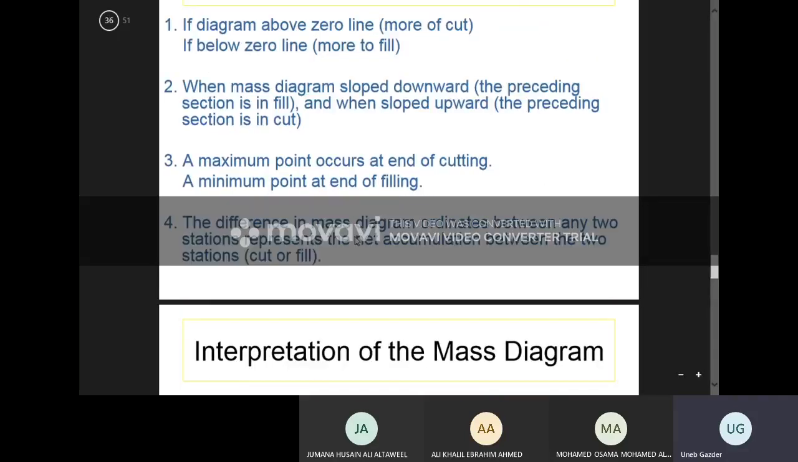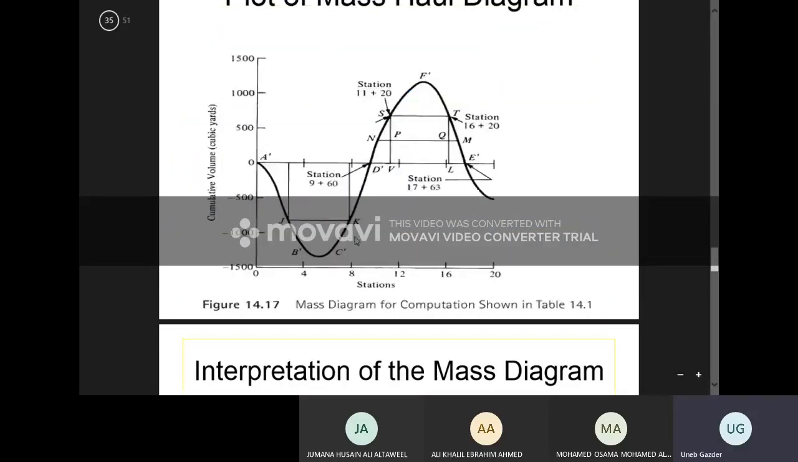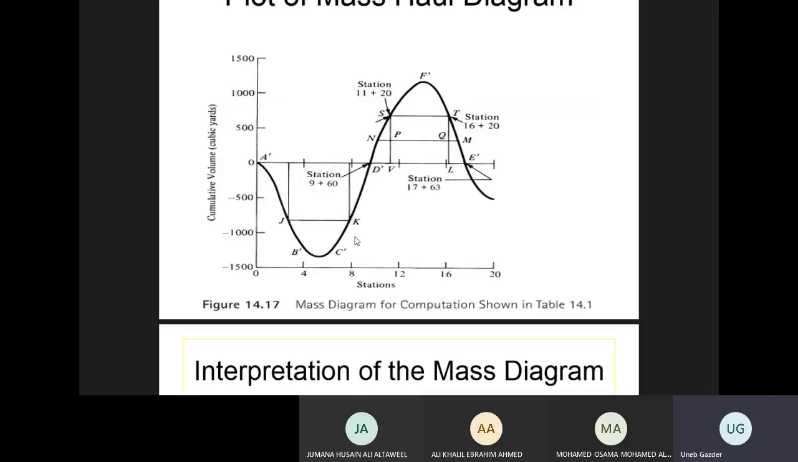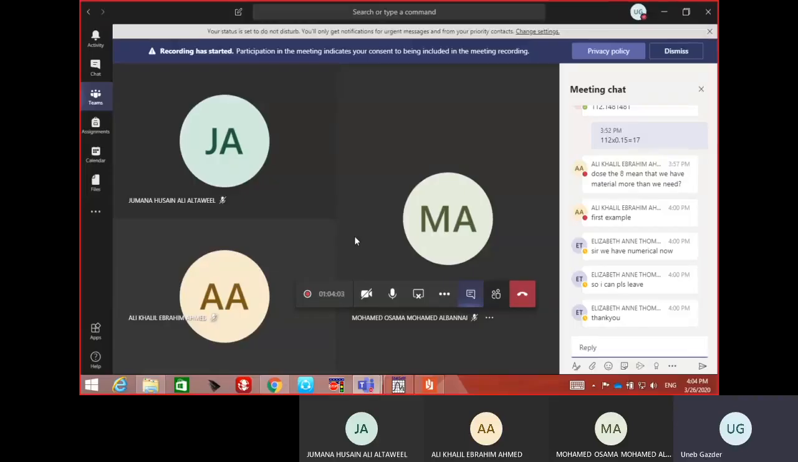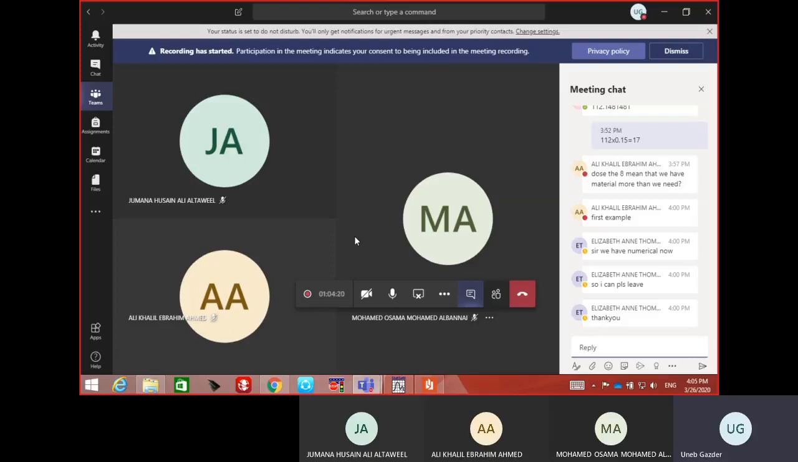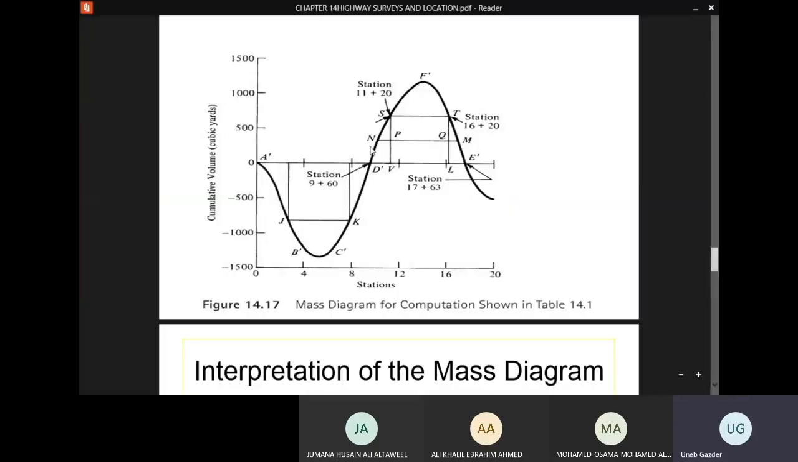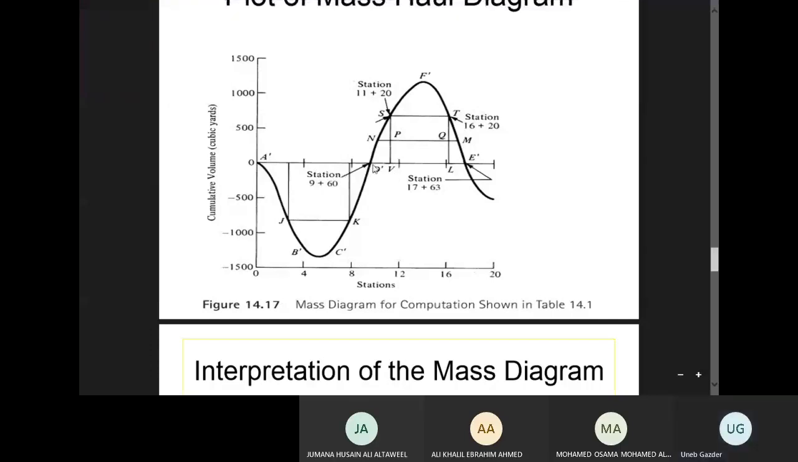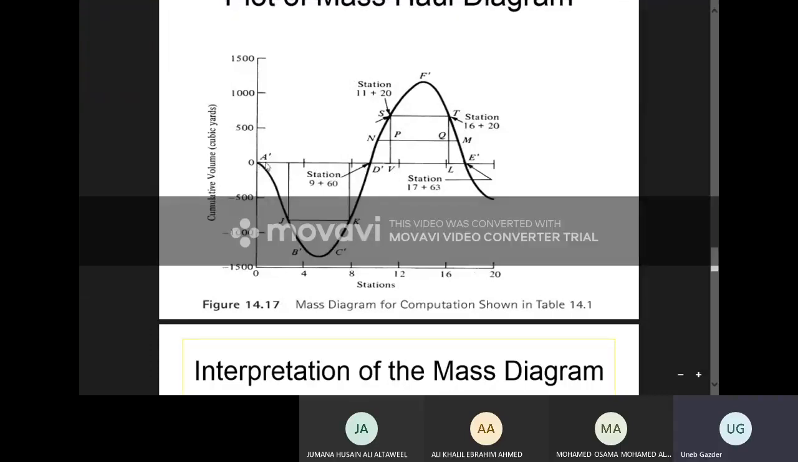Then there's a concept of balance line. Now, yesterday I told you balanced earthwork means when cut is equal to fill. When cut becomes equal to fill, that is an indication of a balanced earthwork. So fill is negative, cut is positive. When both are equal, their net will be what? Zero, right? The net will be zero. So you see in the diagram, we have 3 points here where the net is becoming zero: A dash, D dash, and E dash. At all these points, the quantity is becoming zero, right?